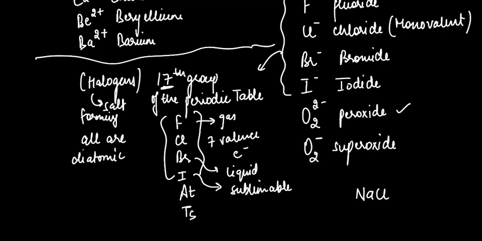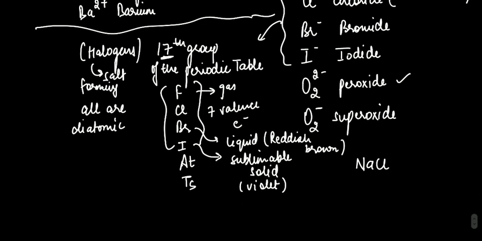So they all are diatomic. Definitely fluorine and chlorine are gases. Then we have bromine, which is a liquid, and most of you might have seen it's a reddish brown liquid. And iodine is a sublimable solid, and the color of iodine is very much violet. You can check online about them.